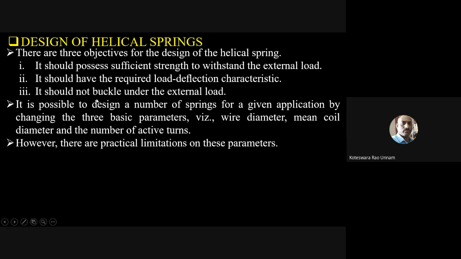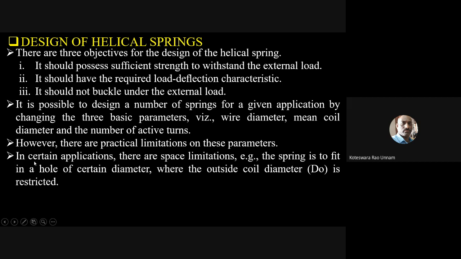However, there are practical limitations on these parameters. So what are those practical limitations? In certain applications, there are some space limitations. The spring is to fit in a hole of certain diameter where the outside coil diameter is restricted. So even though we are playing with these three parameters, that is wire diameter, mean coil diameter, and number of active turns, there are some practical limitations.